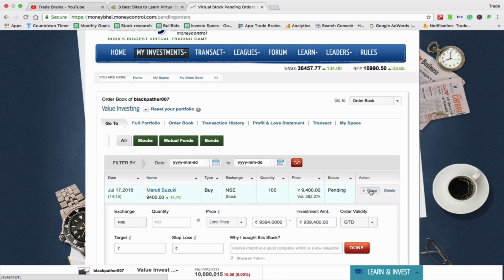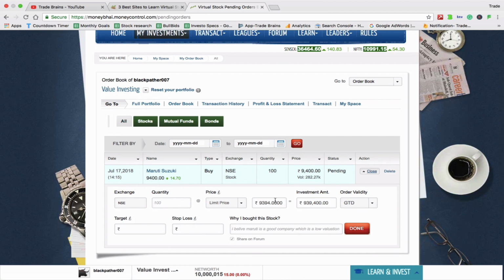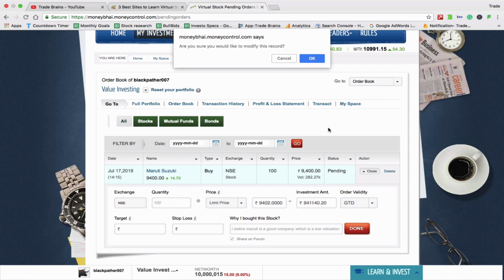So you click on modify, and let's say you have earlier given a price of rupees 9394. Now you want to buy the stock at rupees 9400. So you can change it to 9400, or let's say 9402 rupees. And you have already written a reason, so just click on done. It will ask you to confirm, so just click on OK.